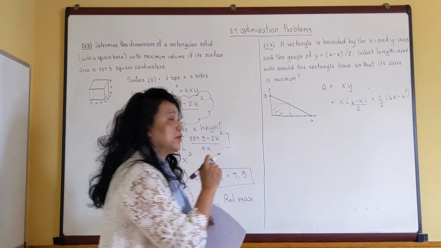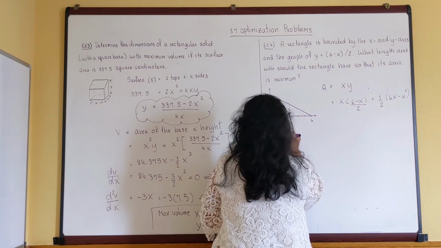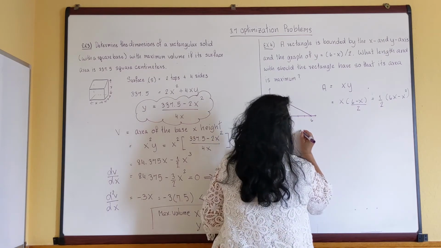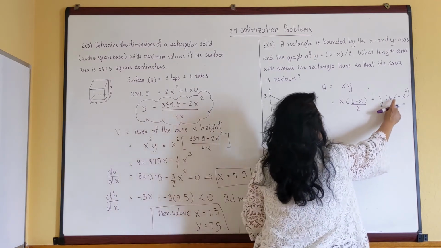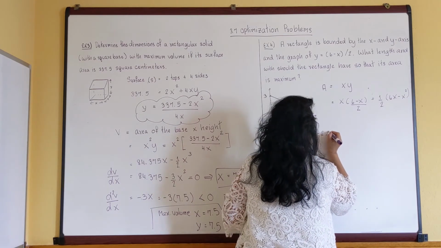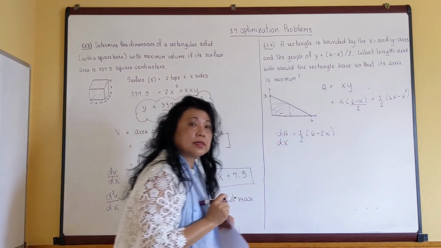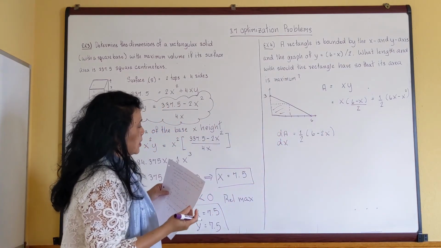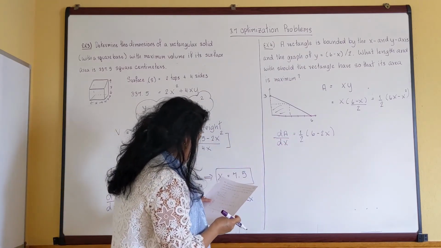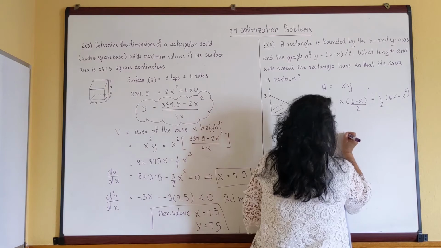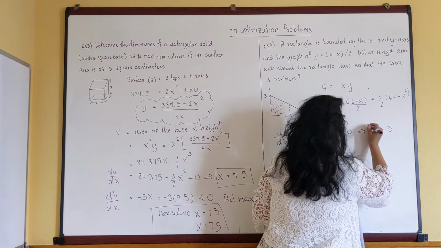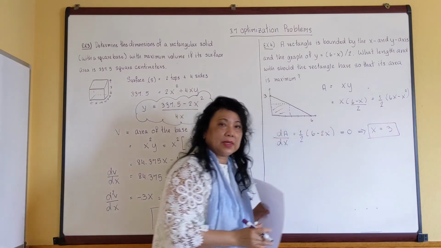Take the first derivative of this. So my 1/2 is just 1/2. The derivative of this would be 6, and the derivative of this will be minus 2x. Next step, I would set it equal to 0 and solve for the critical number. Set it equal to 0, so x would be 3. That's your critical number.